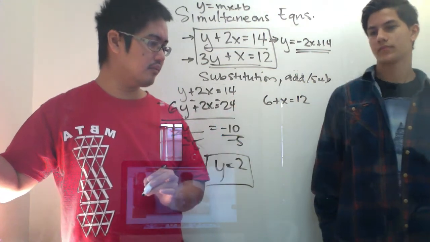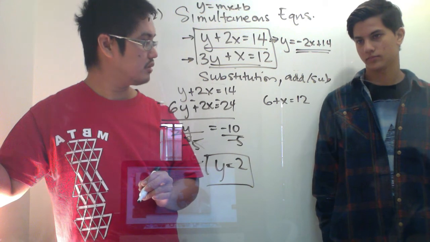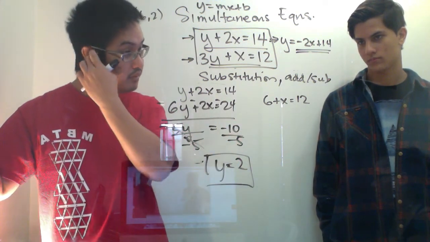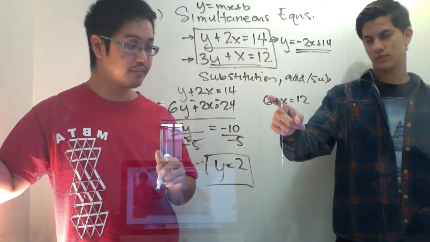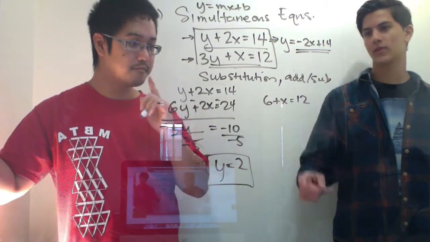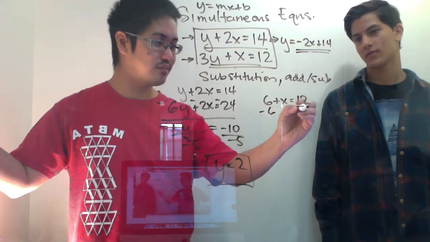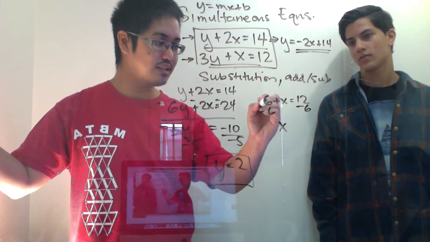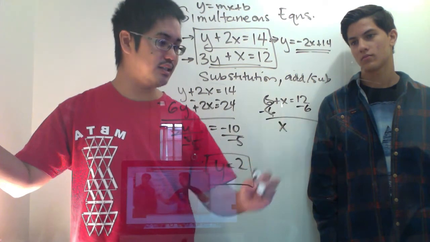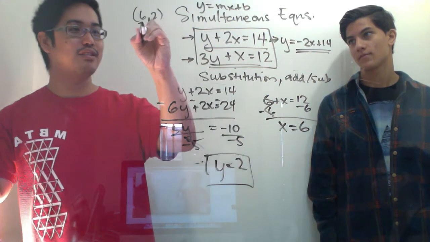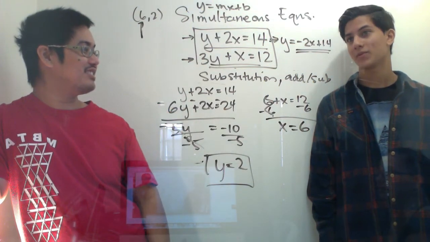Get x all by itself. What do I need to get x all by itself? Subtract by 6. It's not divided because it's being added to it. So subtract by 6, subtract by 6. I got x. This cancels out over here. I get x is equal to 12 minus 6, which is 6. Hey, guess what? That's right here as well. I like this way better than the last one.